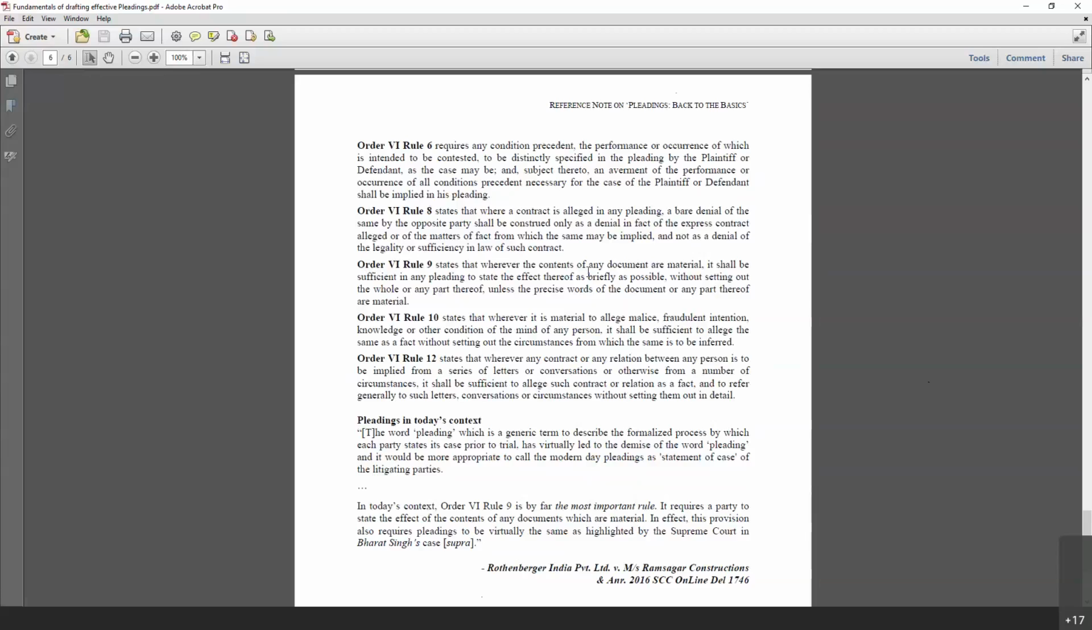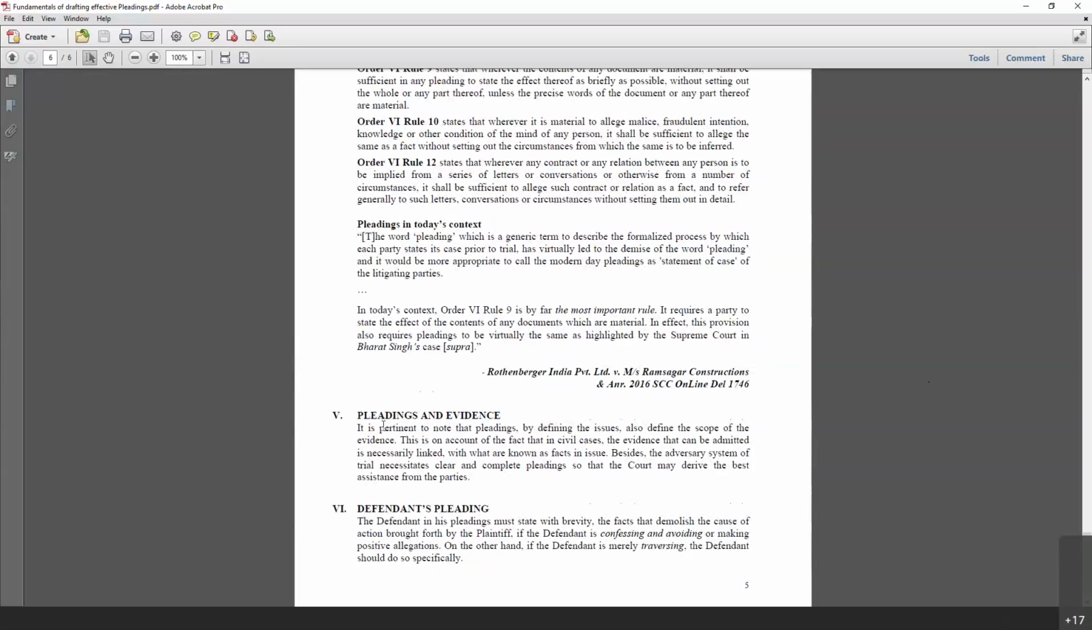Now, if you want to essentially talk about the condition of mind of any person, again, it need not be something which requires a lot of elaboration at your end, because ultimately a state of mind is not something which can be pleaded with much certainty. Now, Order 6 Rule 12 finally also says that if at all there is any contract which is sought to be implied, then it will be sufficient to allege such a contract and to refer generally to the corresponding conversations or letters without setting them out in great detail. So once again, like I said, it is somewhat coterminous to Order 6 Rule 9, that if you are referring to certain related documentation to actually establish an averment, it is not required for you to deal with this in detail, as long as the fundamental averment in terms of its existence is set out in the pleading.